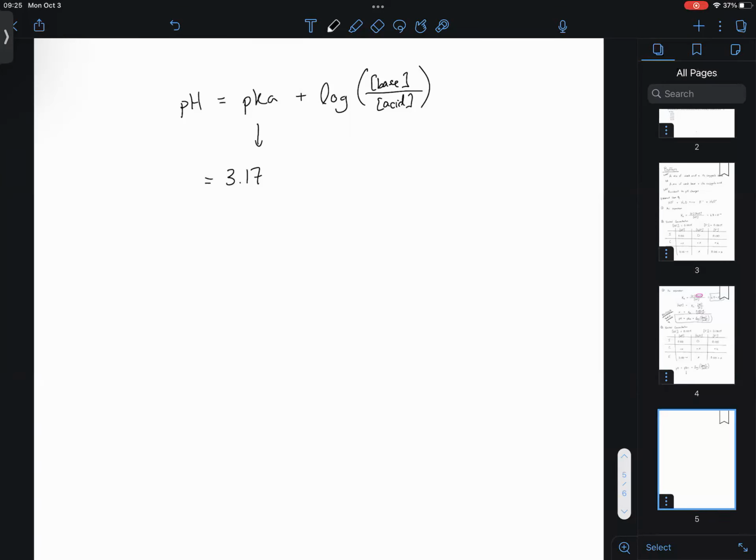Now, we said that our concentrations of acid and conjugate base were both 0.1 at the beginning of this reaction. So I want everybody to take a second and take the log of that ratio and tell me what this value is. So again, this is 3.17. What value is the log? Well, first of all, 0.1 divided by 0.1 is the same thing as the log of 1. Let's take a second and figure out what the log of 1 is real quick.